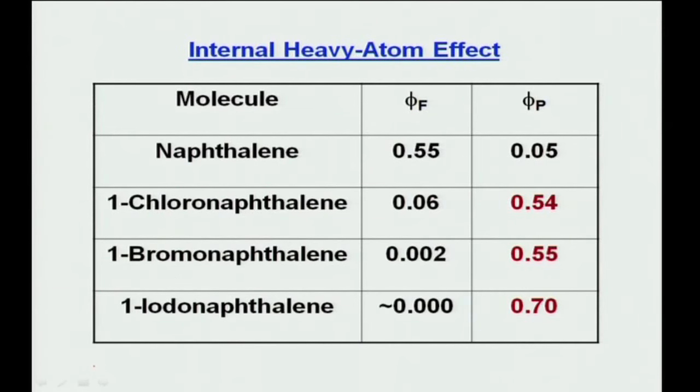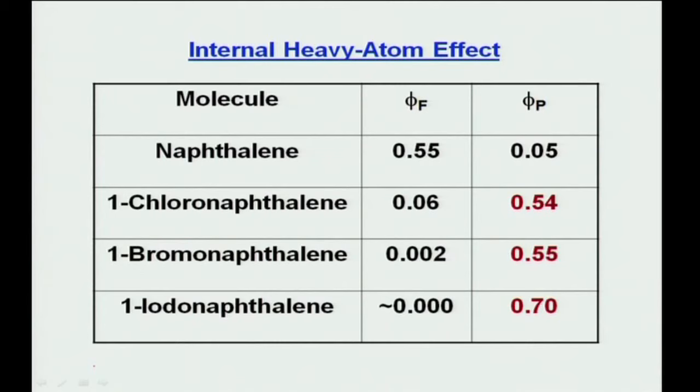It is referred to as internal heavy atom effect. What it says is, you have the molecule, then the first column is your phi f, which is the fluorescence quantum yield. I will come to that later. The next is obviously the phosphorescence quantum yield. Now, see what happens. You take naphthalene, the fluorescence quantum yield is 0.55, and the phosphorescence quantum yield is really low, 0.05. Now, you go to 1-chloronaphthalene.